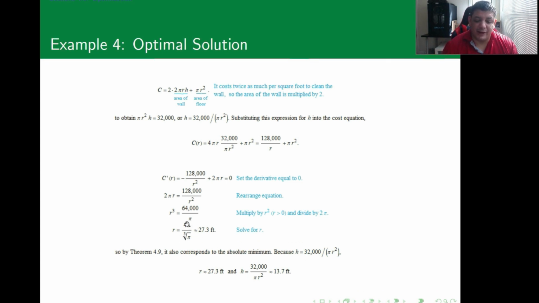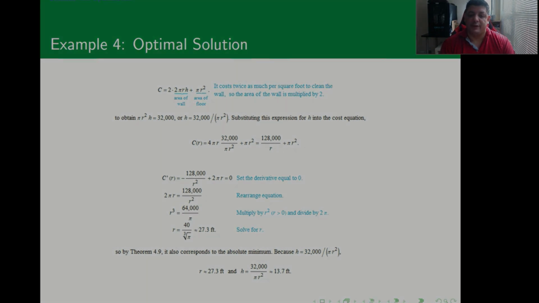And once we have this r, we can find what h is. And that's going to give us that r is 27.3 feet, and h is going to be 32,000 over pi r squared, which is going to be around 13.7 feet. So overall, the conclusion to the idea of the optimization is we set up a function, the objective function. We use a restriction to put everything in a single variable. And then after that, we find critical points. We evaluate what are the possible maximums or minimums. And then we find the corresponding maximums or minimums for these problems.